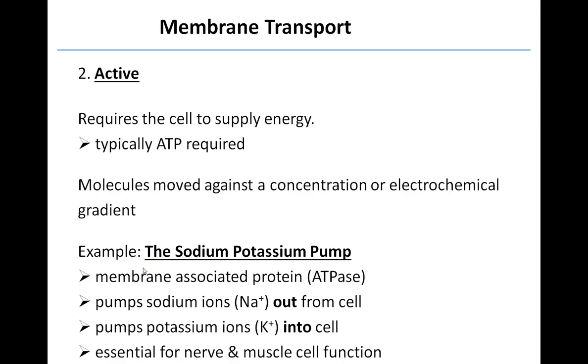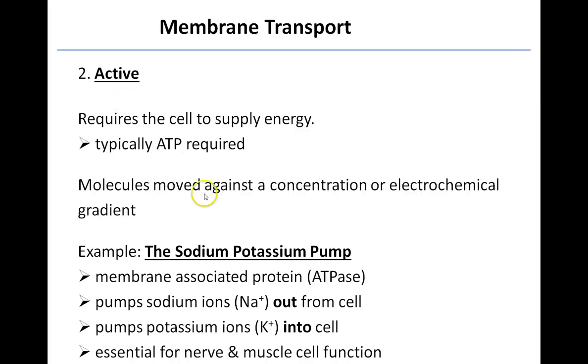Active transport is a type of membrane transport that involves an investment of energy. And typically the molecule that's required is one called ATP, or adenosine triphosphate. It's a specialized molecule that allows the cells to carry energy, to shuttle energy from nutrient molecules to parts of the cell that require that energy.